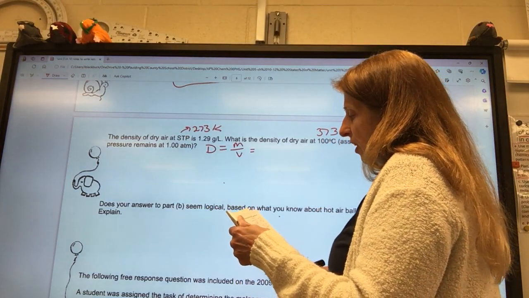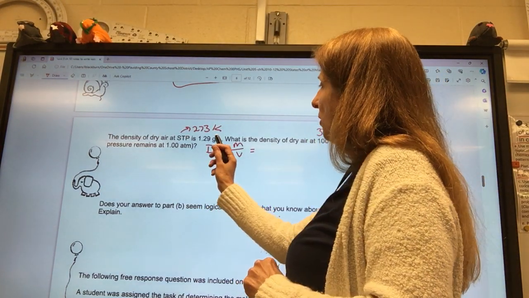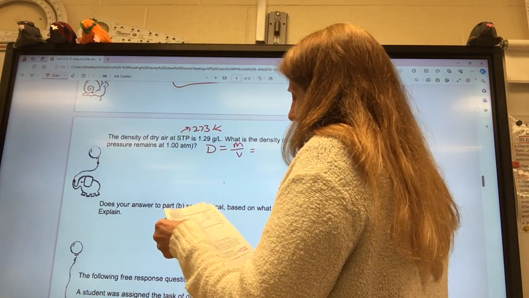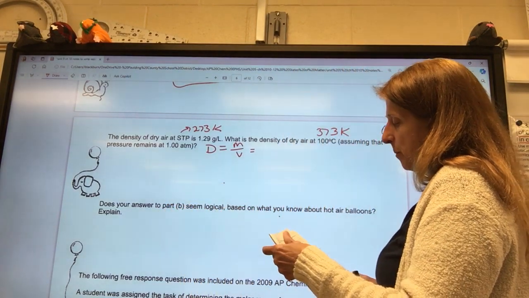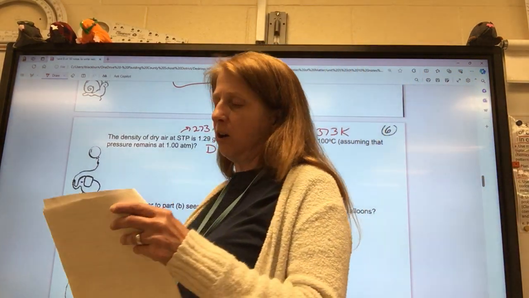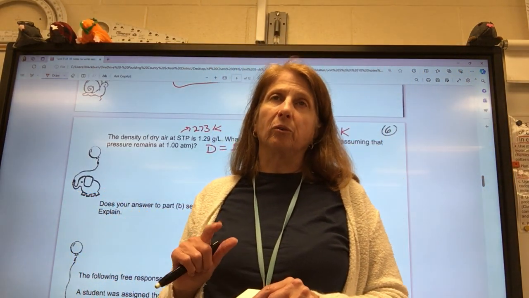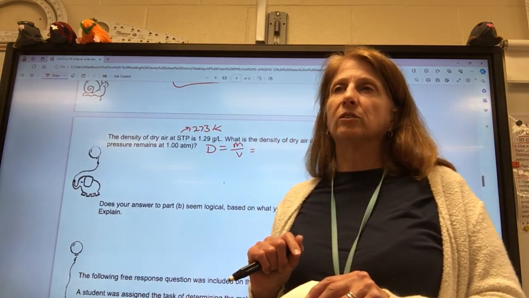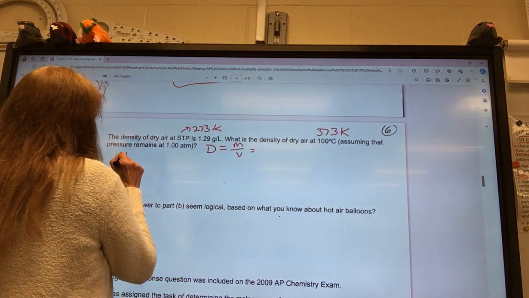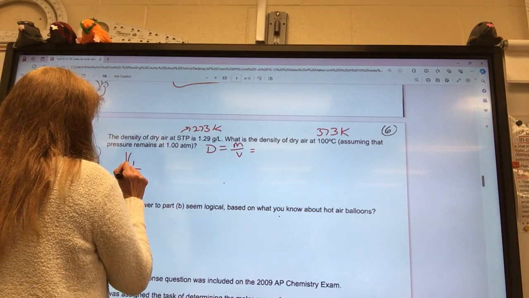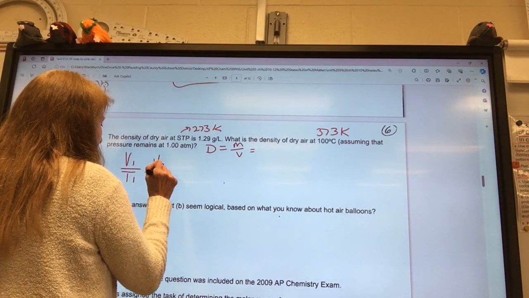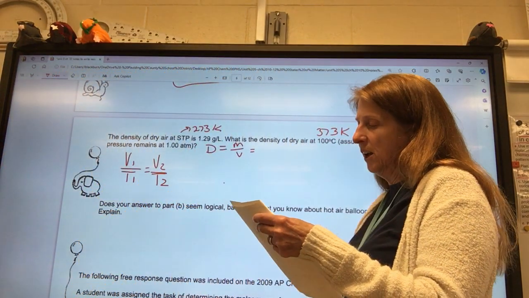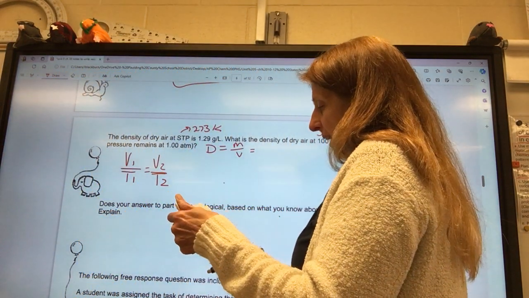Okay, so we are given grams per liter, we're given density, and we need to get from that, because what we want to do is use a law, V1 over T1 equals V2 over T2. Whose law is that? Charles. Ooh, yes, some of y'all got it. V1 over T1 equals V2 over T2. But we don't have that, we got a density. So we need to do a little converting here.